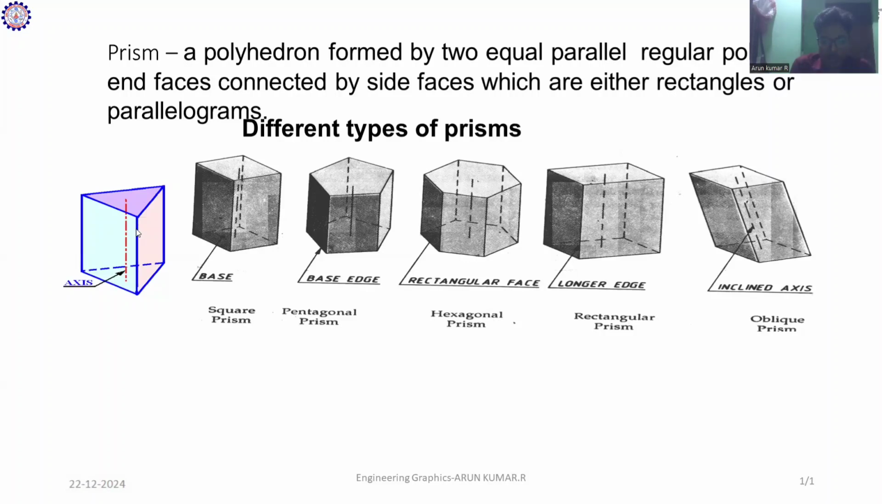While solving numerical problems, what are the different types of prism that will be there? Let me take six different types of solid and place them here. But in this class I mainly focus only on the prism. Next class we will see what a pyramid is.